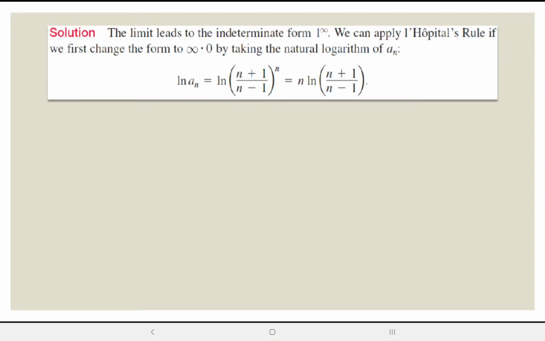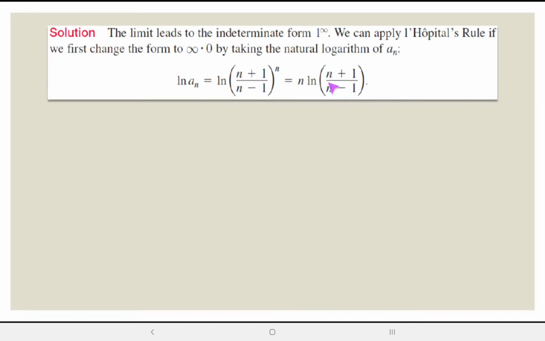Okay, so to apply the L'Hopital's rule, kailangan muna yung isa sa dun sa mga forms na naka-indicate. So, kailangan muna nating ipakita that it is of the form infinity times 0. Again, kung natatandaan nyo pa, meron tayong ibang indeterminate forms, si infinity over infinity, si 0 over 0. So, lahat yun pwede natin gamitan ng L'Hopital's rule. Okay? So, we take the natural logarithm both sides. So, the ln of a sub n is just equal to n times the ln of n plus 1 all over n minus 1. By logarithm rules, pwede nating i-bring down si n.